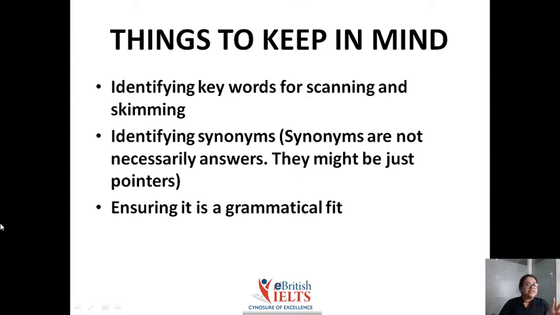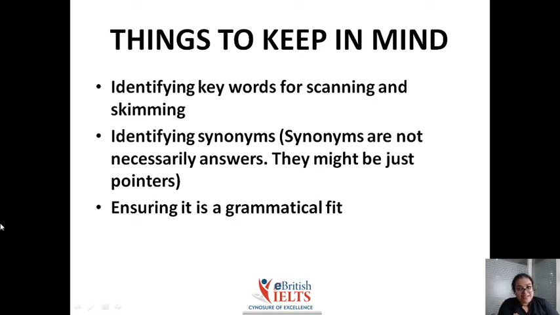So after these 2 things have been done, you've figured out what the keywords are, you've skimmed and scanned for them, and you've identified the synonyms and you've identified the location of the answer, and let's say you've picked out a word or 2 to fit in as your answer. So once you pick that word out, you have to be careful about 3 things. First of all, obviously it should make sense. If it is not making sense, it's not going to be the answer. Second, every question has some sort of a demand. If the words you have chosen do not meet the demand of the question, can it really be the answer? No.